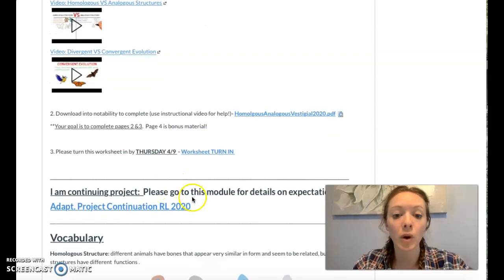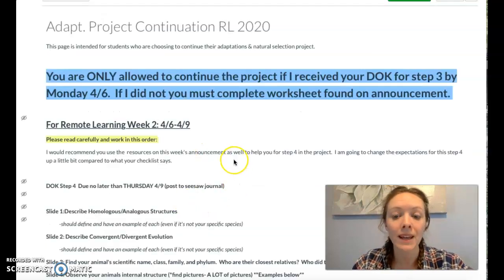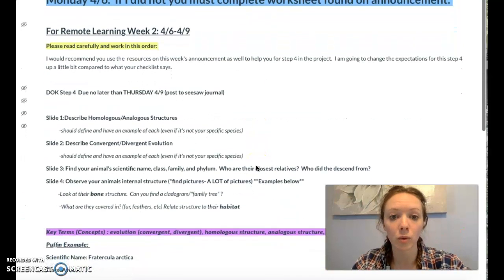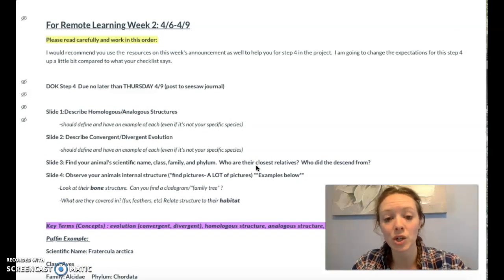Okay. If you are continuing the project, I'm asking you to go to a whole other module. If I did not receive your DOK for step 3 by today, I'm going to say you're no longer allowed to do the project. You need to come back and do the worksheet I just mentioned. If I did get it, then you're going to work on step 4. Please understand I changed it. I made it a little easier for you.